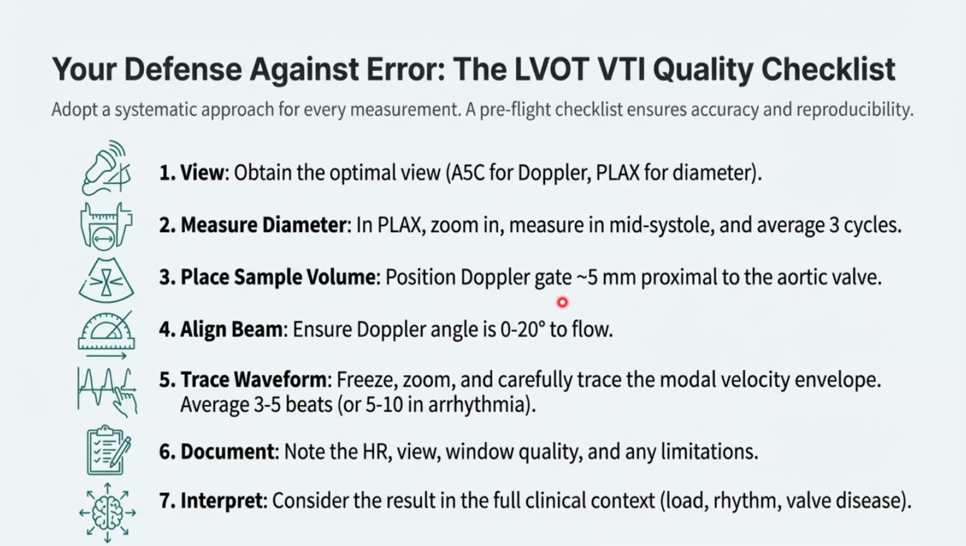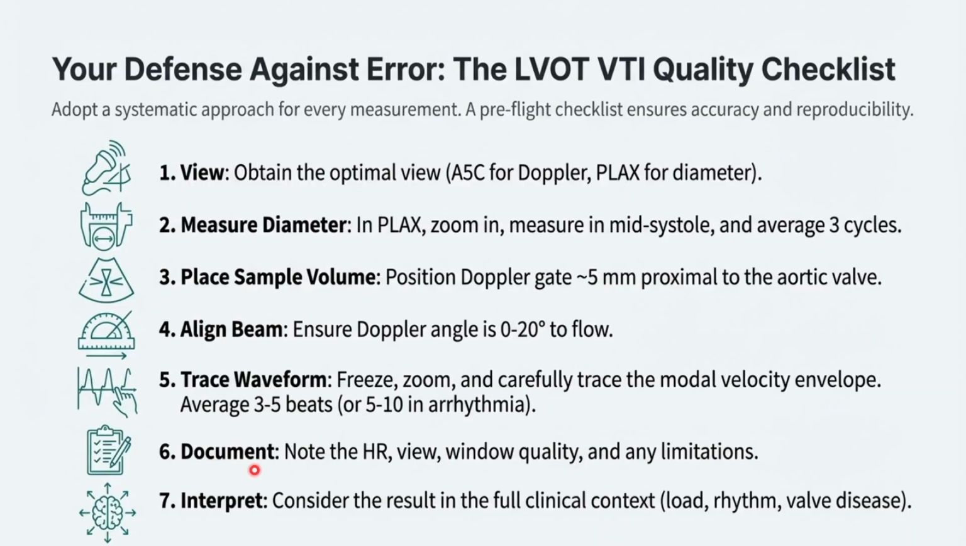We position the Doppler gate about 5 mm just below the aortic valve. We align the beam, ensure that the Doppler angle is less than 20 degrees of the flow of the LVOT. We trace the waveform. We freeze, zoom, carefully trace the modal velocity envelope, average 3 to 5 beats. In case of AF, however, it can be 10 beats.